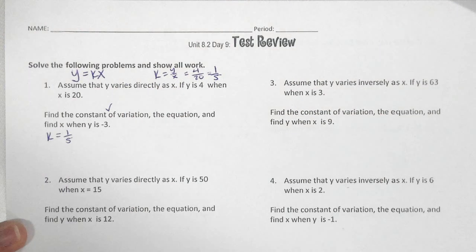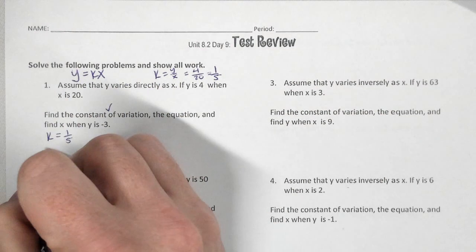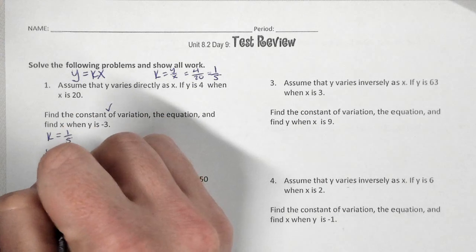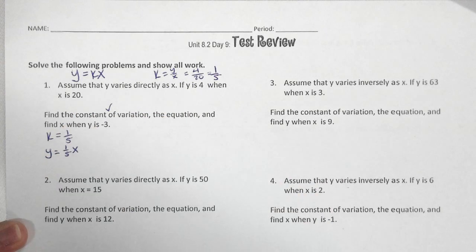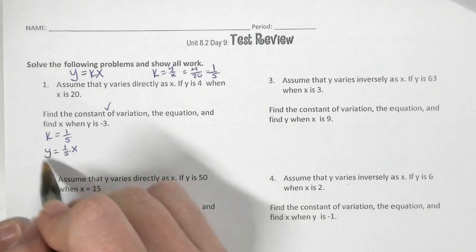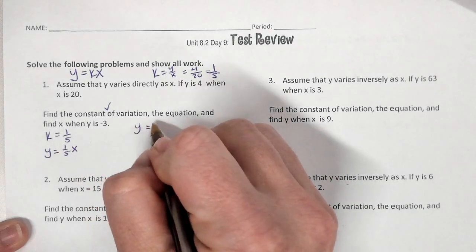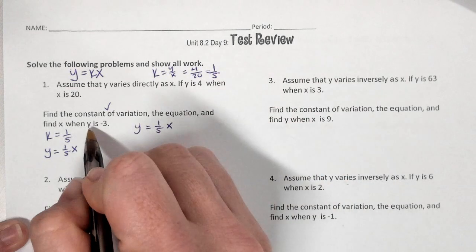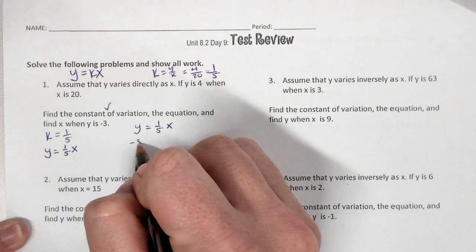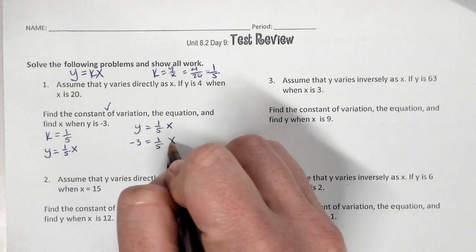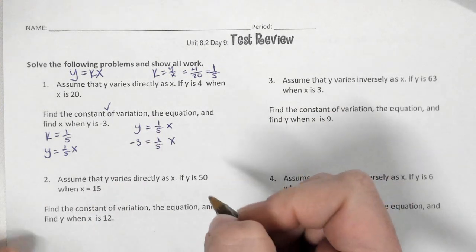And then it says find the equation. Well, y equals is my equation. So y equals k, which is 1/5 x. There's my equation. And then it says find x when y is -3. So I'm going to rewrite this, and I'm going to replace y with -3. And I'm going to solve.